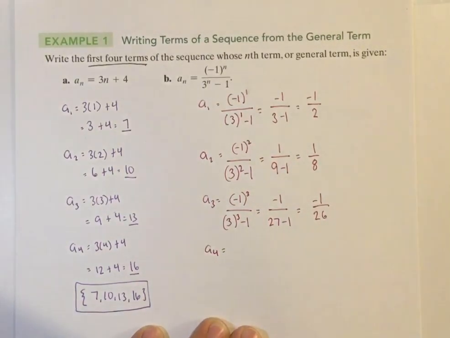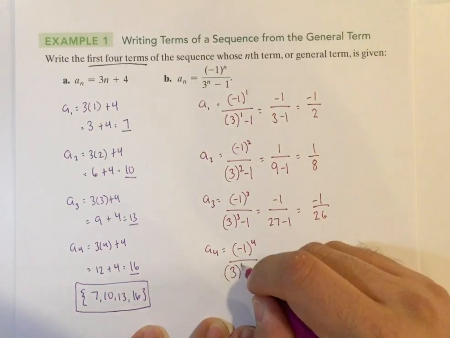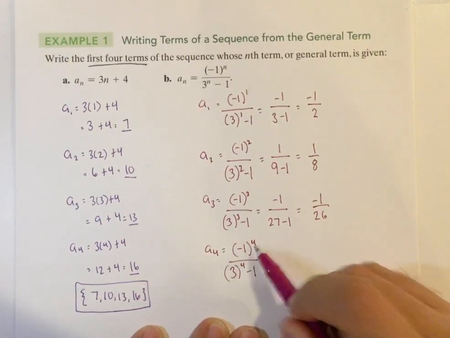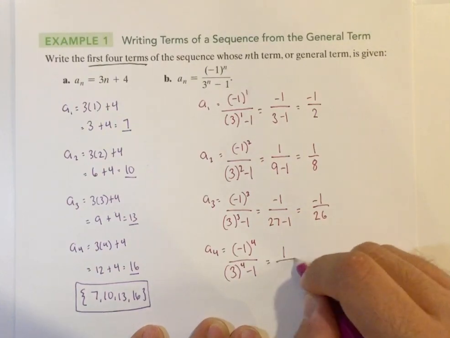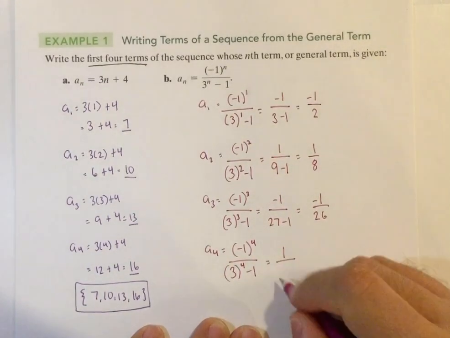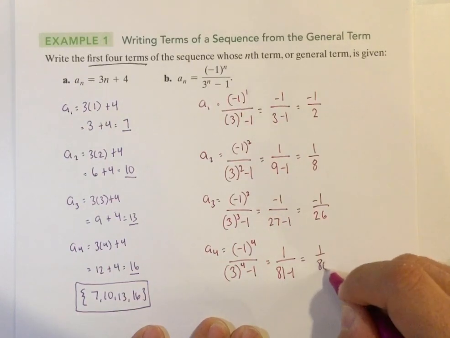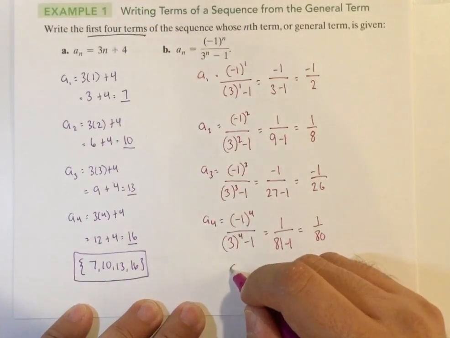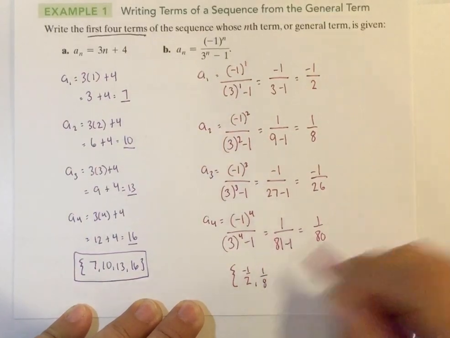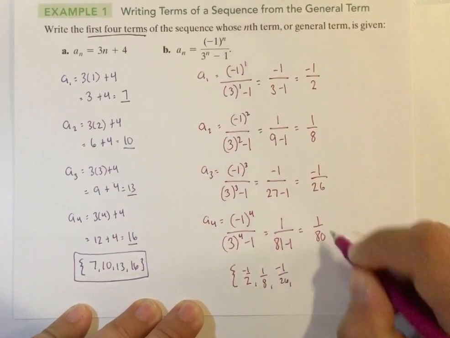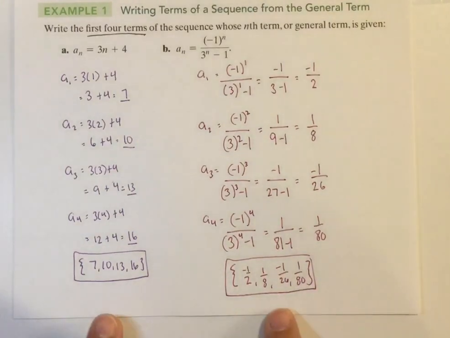Last term, the fourth term, is a sub 4. So negative 1 to the fourth power over 3 in parentheses raised to the fourth power minus 1. So negative 1 to the fourth power, if this was negative 1 and we multiply by itself one more time, negative 1 times negative 1 is a positive 1. 3 to the fourth power, 3, 9, 27 times 3 is 81 minus 1. So my last part of this will be 1 over 81 minus 1 is 80. So last we write our answer as a list, starting with my smallest one, negative 1/2, 1/8, negative 1/26, and 1/80. And these are finite because they do end, they terminate.